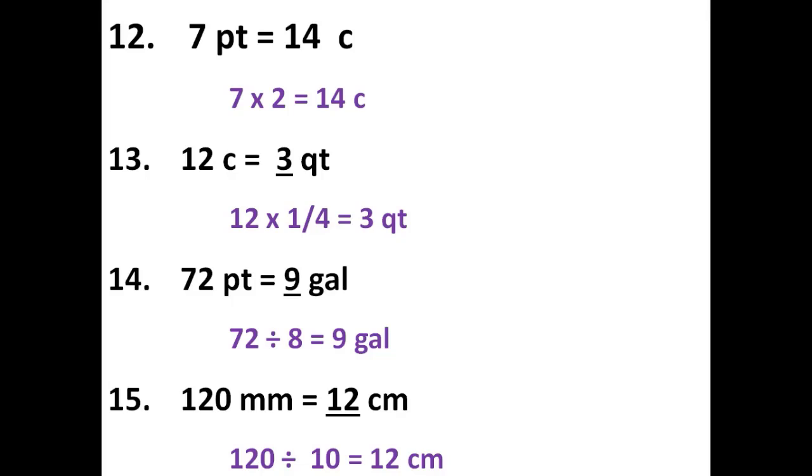The last number is number 15. 120 mm. MM for millimeter. We have to convert it into centimeter. 1 centimeter is equal to 10 millimeters. If we want to convert millimeters into centimeters, we have to divide by 10. 120 divided by 10 is equal to 20 centimeters.